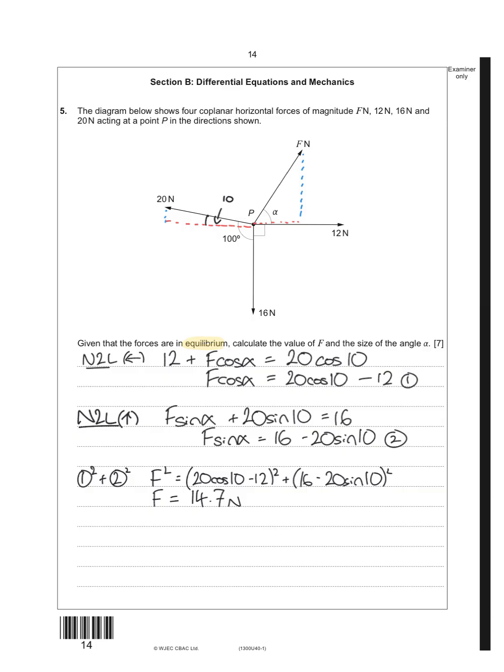Now a lot of people use that, sub it back in to find alpha. I don't like that. I prefer to do them independently from one another, and I know if I divide the sine equation by the cos equation, I get a tan equation, and then this is going to be (16 minus 20 sine 10) over (20 cos 10 minus 12). For alpha, I'm going to do arctan, inverse tan of both sides, and I get 58.4 degrees, and those are my two answers for this question.